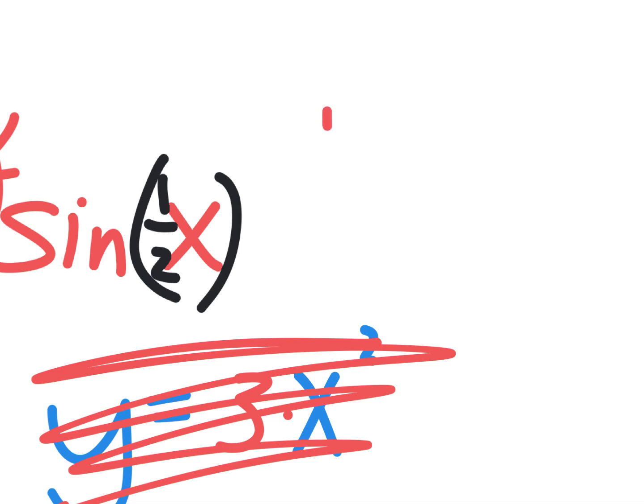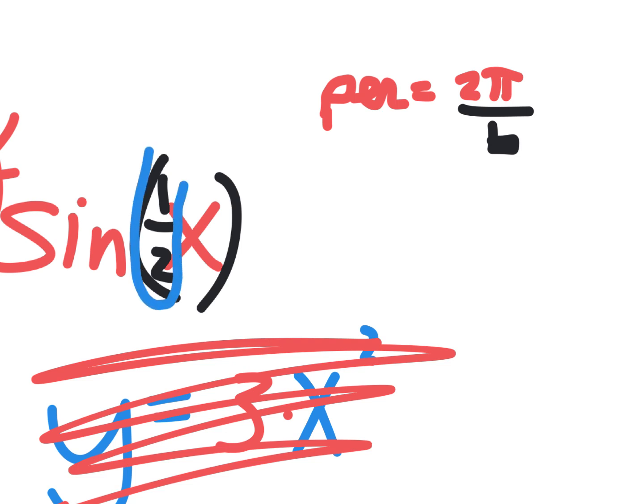The period is 2 pi. We already knew that. I said it out loud, but then I got to tell you something. Divided by b. What the heck is b? That's b. The period is 2 pi divided by b.